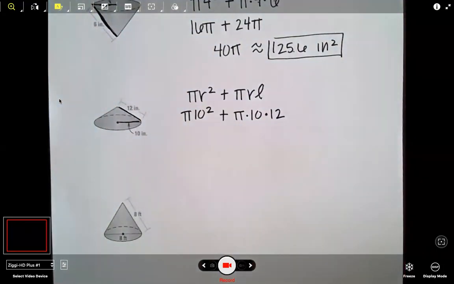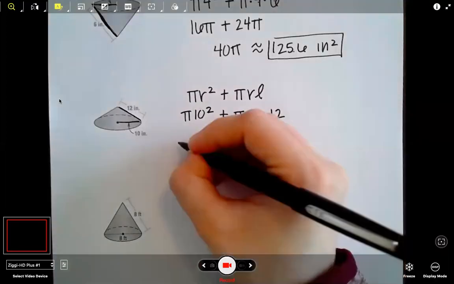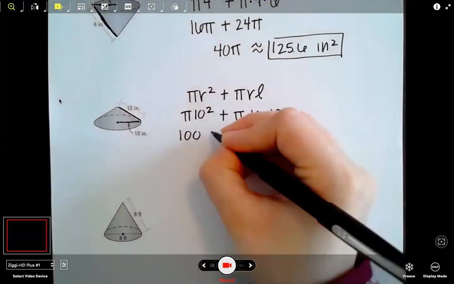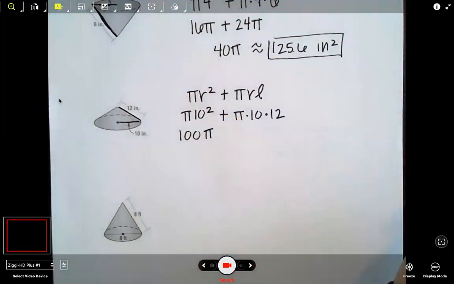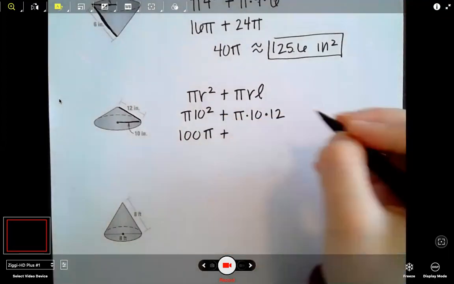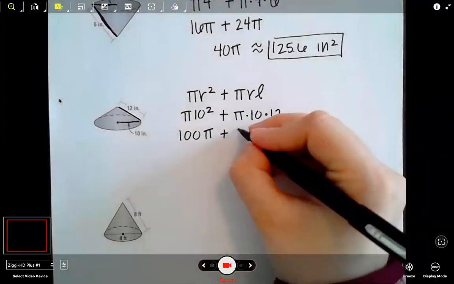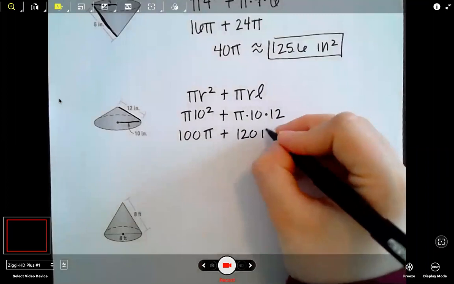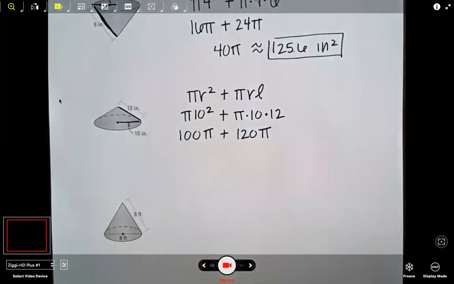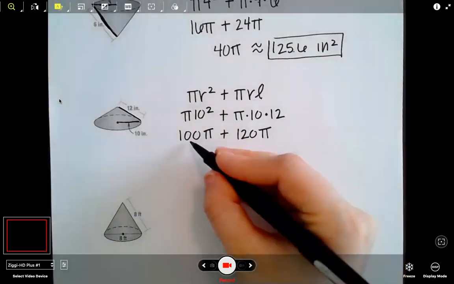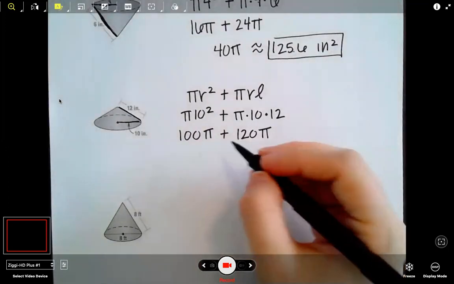Okay. Do we know what 10 squared is? Is it 100? Sure is. So we have 100 pi plus, okay, 10 times 12. 120. Yep. 120 pi. Now let's add our pi's together. So 100 plus 120 is 220.